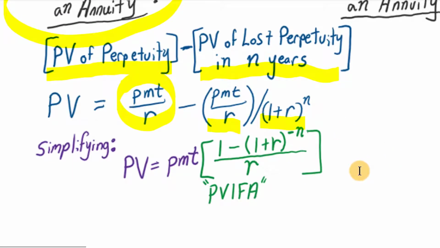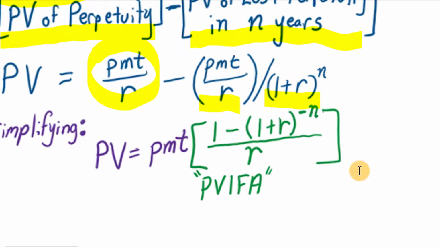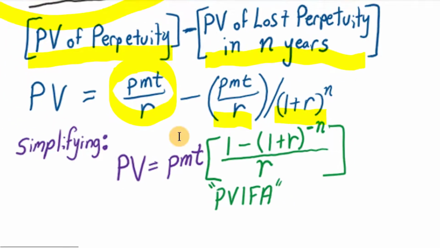If you want a simplified, easy to use formula, this present value interest factor of an annuity formula is very important. But if you ever just need to come up with a formula and you don't have the present value interest factor of an annuity formula handy, then you can always just go with this common sense way: payment over R minus payment over R, and then take the present value of that.